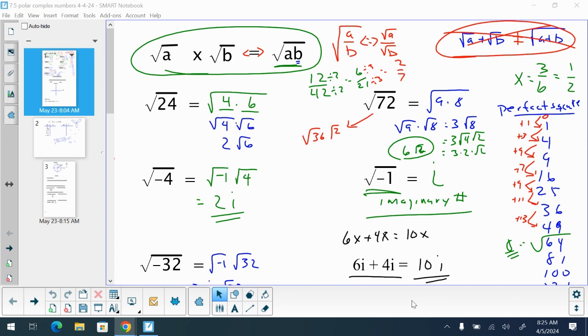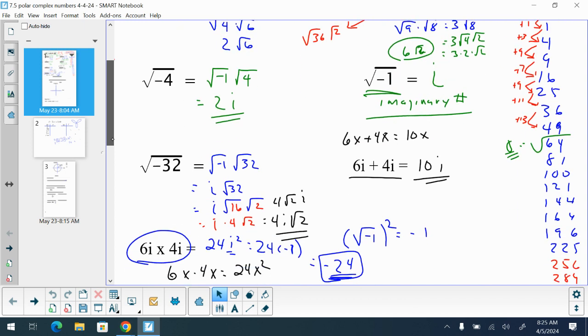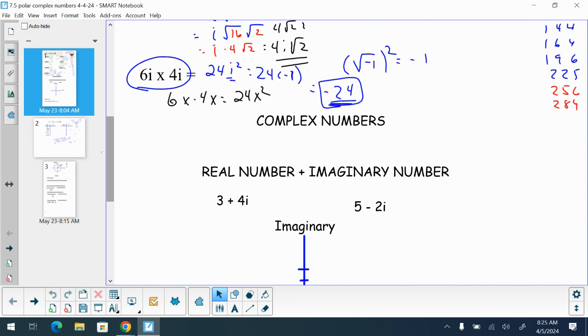All right, we're going to continue on with imaginary numbers. Yesterday we talked about simplification of imaginary numbers. We are going to talk today about complex numbers and how we can relate these to polar coordinates, because there's a direct connection between polar coordinates and imaginary numbers and complex numbers.